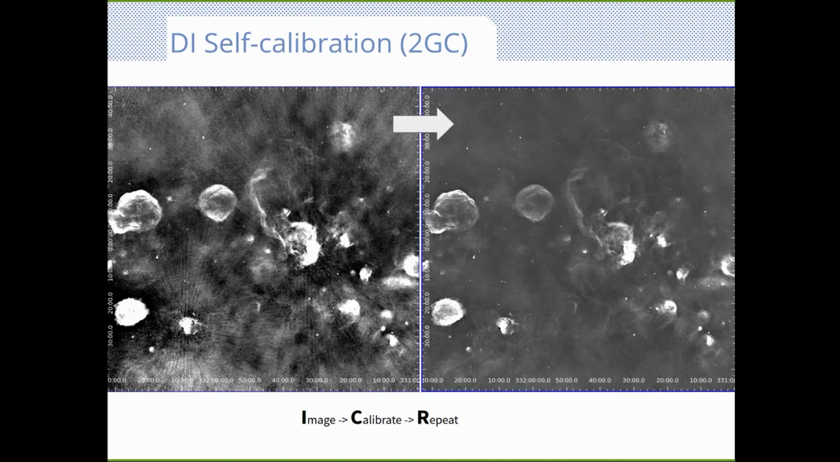So if you include the long spacings at slightly lower robust settings, so closer to uniform, then you will see that there are side lobes, and on really bright sources, as I said, those side lobes that are decoupled from the theoretical response are going to show up very strongly.